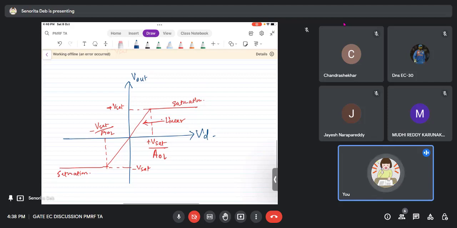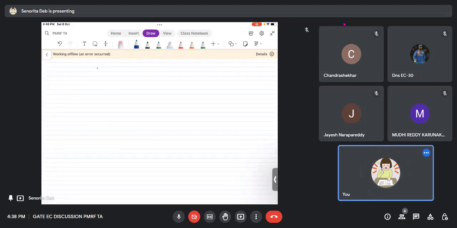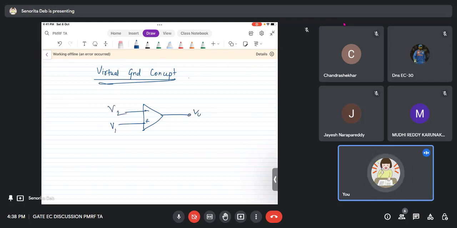Now, the interesting concept here is the virtual ground concept in the op amp, which you will be applying in almost all the questions. So what is the virtual ground concept? The op amp is nothing but an error amplifier. It basically takes the error and amplifies it. Why am I saying this? Because I have shown you that if I have two voltages V1 and V2 applied to the op amp, the output is the open loop gain multiplied by V1 minus V2. That is the Vd, V1 minus V2, which is nothing but the error of the two voltages. That is what the op amp is doing.